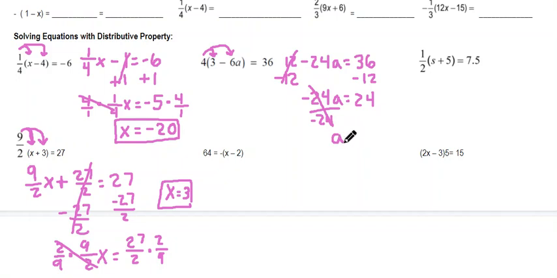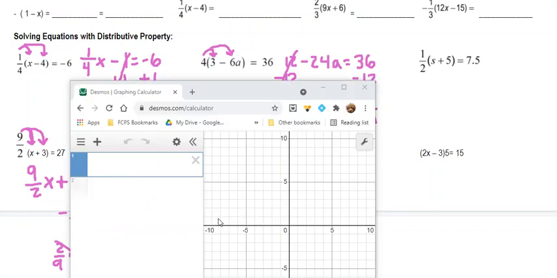with just a. And I'm going to do the same thing to the other side. And 24 divided by negative 24 is negative 1. So a equals negative 1. All right, so that's how we do distributive property equations.